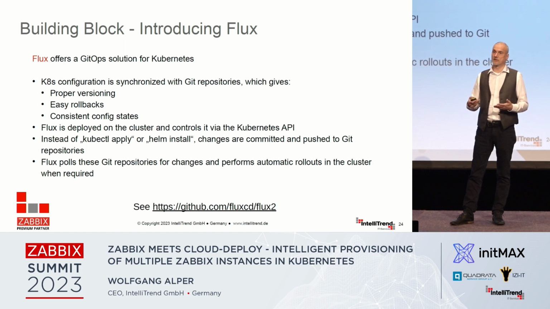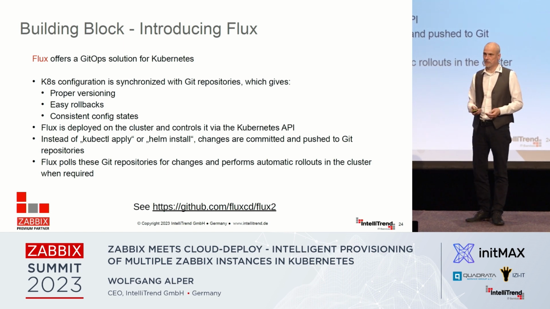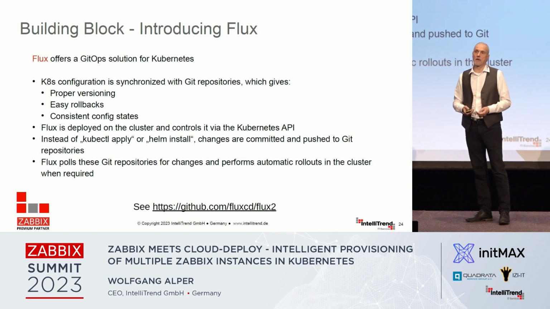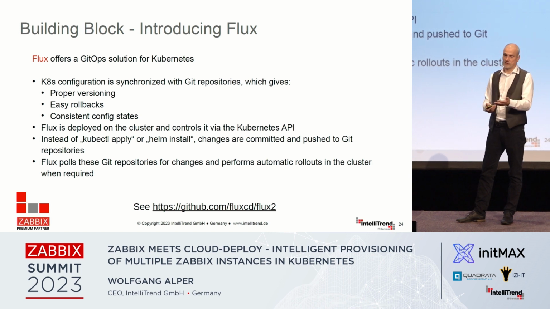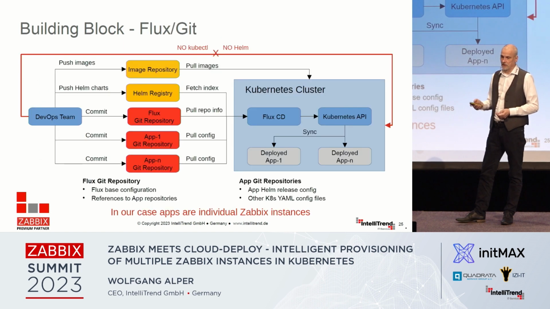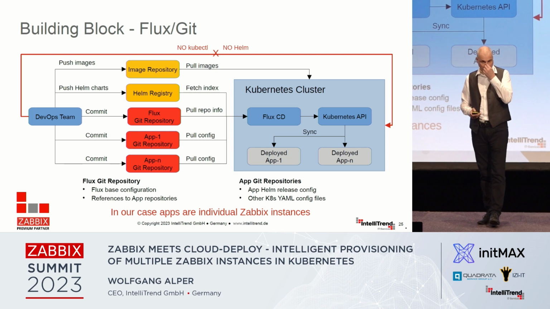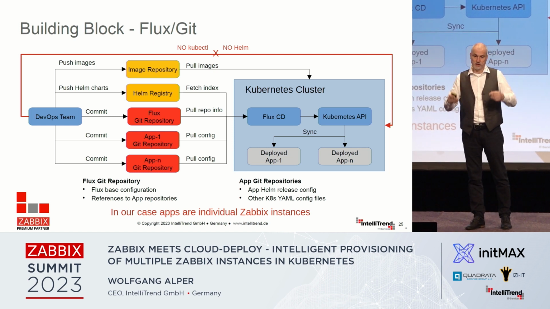Flux itself is installed in a Kubernetes cluster, and what it does is watch one or more Git repositories, application Git repositories with application metadata, and then take care of the deployment or update process. It uses the Kubernetes API, so no shared files are involved. That is one important component in our build chain here.